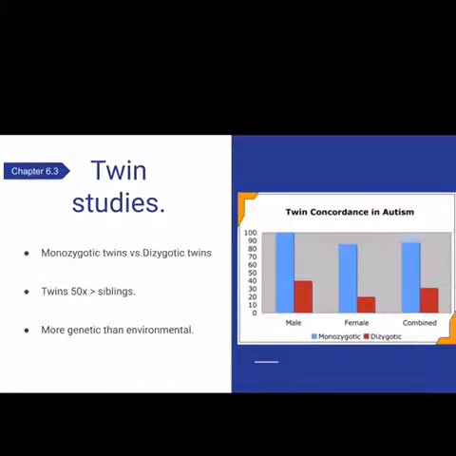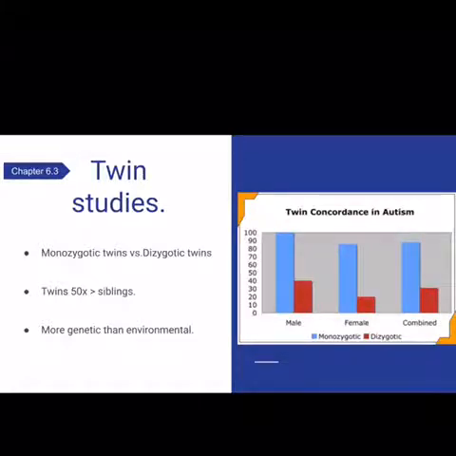The researchers also went on to say that if one twin had ASD, the other twin is 50 times more likely to have ASD, unlike if it was one sibling who had ASD and then the other sibling having the chance of having ASD. The research relates to what we learned in class through Chapter 6.3 in our textbook.